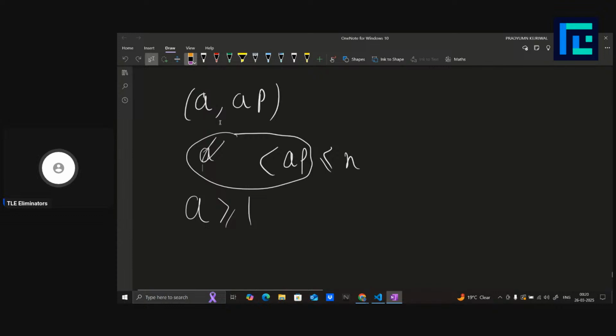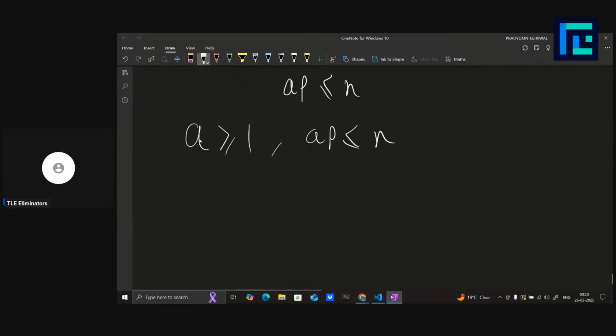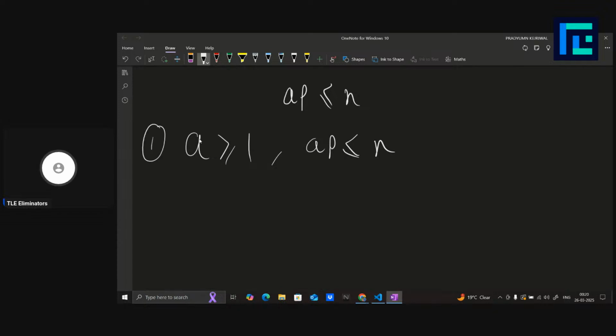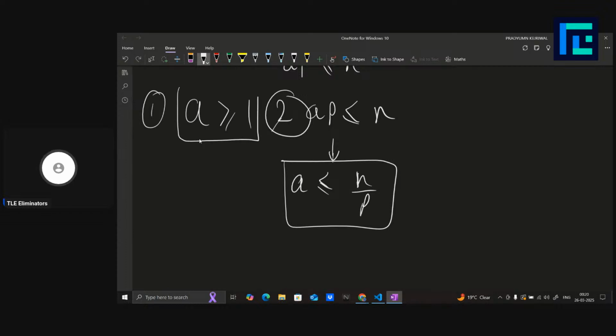Yeah, so I don't have to write that, so I'll erase that. And finally I want ap less than or equal to n, right? So I have these two conditions. First condition is a greater than or equal to 1, and second condition is ap less than or equal to n. And if I write this in another way, I want that a should be less than or equal to n by p, and a greater than or equal to 1.